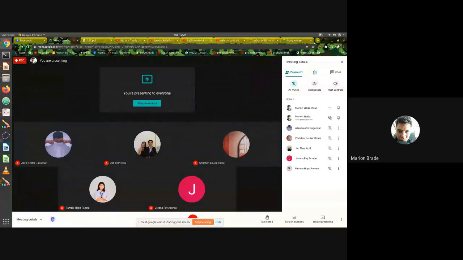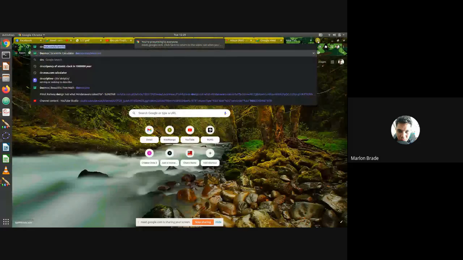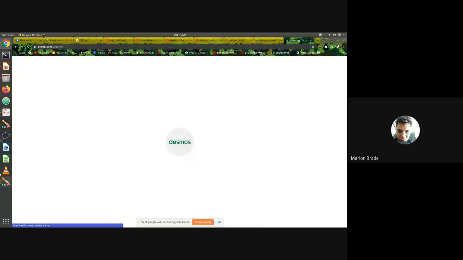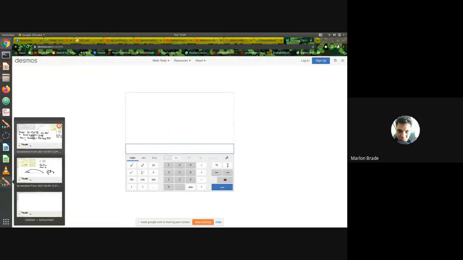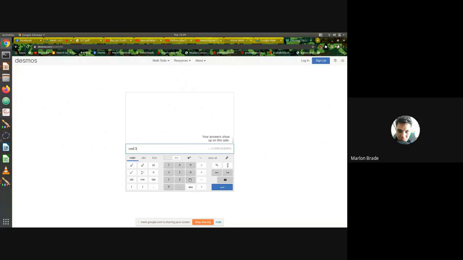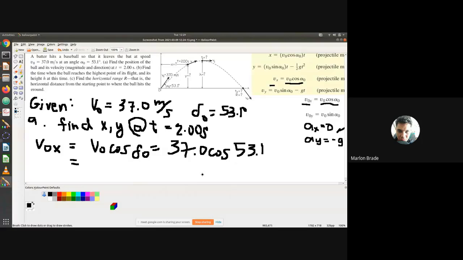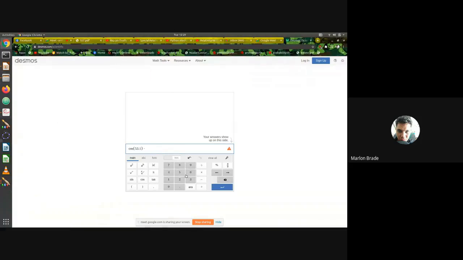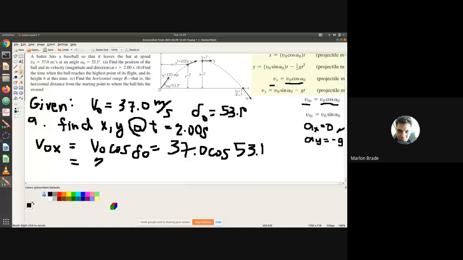Okay, so we have cosine 53.1. So cosine 53.1, multiply by 37.0. So that is 22.21. So the velocity along x is 22.21. So the unit is meters per second. Okay?